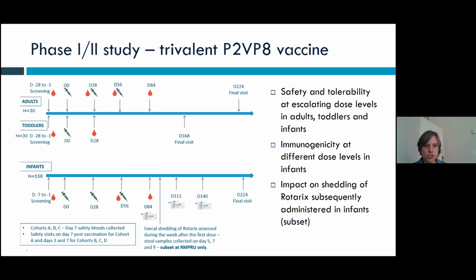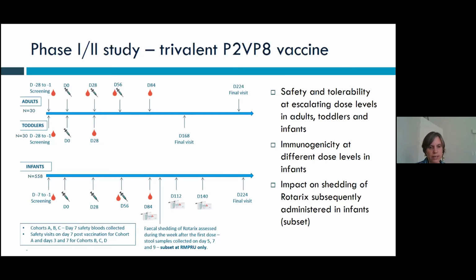So I won't go into too much detail in terms of the study, but the adults, we enrolled 30 adults and 30 toddlers. The adults received three doses, the toddlers received a single dose, and we took blood at various time points to be able to look both for safety and for immunogenicity. And then we enrolled a small cohort of infants, which had quite intensive safety follow-up. And then it was shown to be safe in those infants, and we went on to enroll a larger cohort of infants at all the sites.